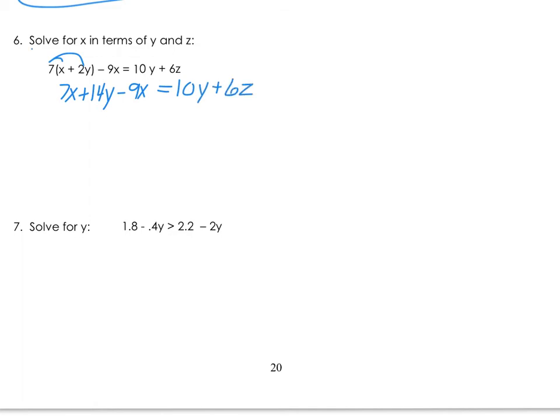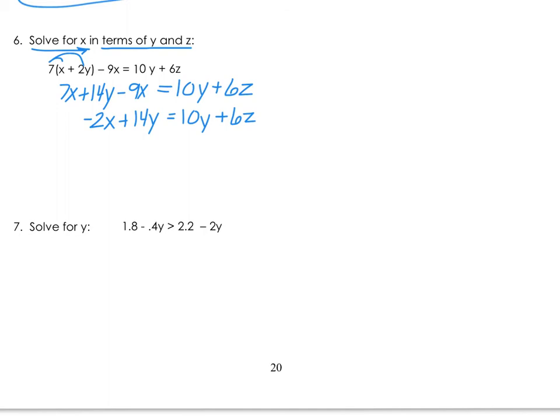Okay, now I'm looking to solve for x as a reminder. That means I need x by itself. This in terms of y and z just means I'm going to have a y and a z in my answer. So I need x alone. You can draw the line if you'd like to. I'm going to combine on the left-hand side of the equal sign. I have 7x minus 9x. That's a negative 2x. And then plus the 14y. And that equals 10y plus 6z.